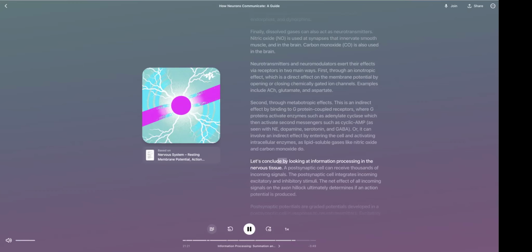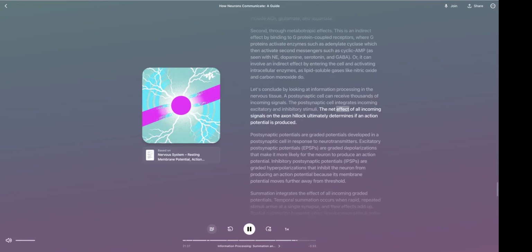Let's conclude by looking at information processing in the nervous tissue. A postsynaptic cell can receive thousands of incoming signals. The postsynaptic cell integrates incoming excitatory and inhibitory stimuli. The net effect of all incoming signals on the axon hillock ultimately determines if an action potential is produced. Postsynaptic potentials are graded potentials developed in a postsynaptic cell in response to neurotransmitters.